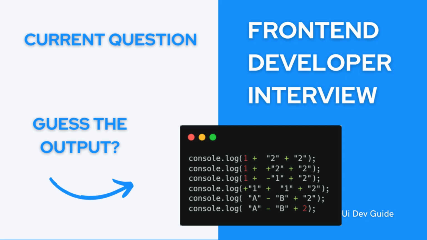I have sent you one program. Can you please tell me what will be the output? Okay, so the first one will be 122. It will be a string, double quote 122, because we're concatenating a string with a number. Then 1 plus, you are using a unary operator, so it will convert to a number, so it will be 32.